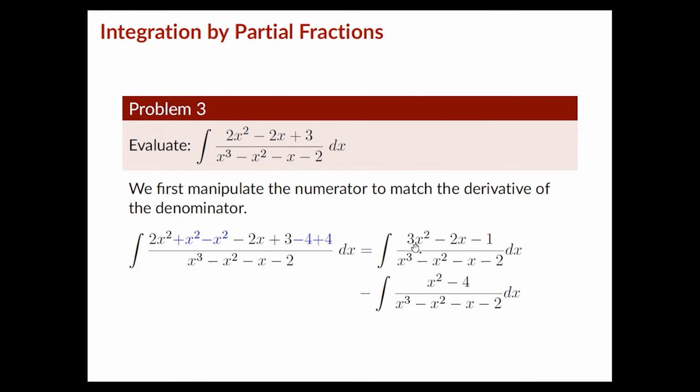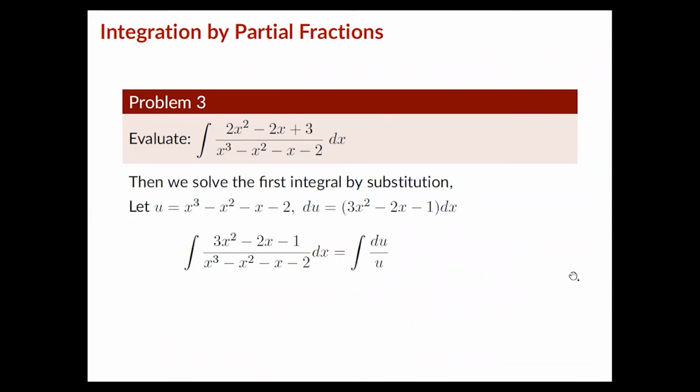On the first integral, we have the integral of 3x squared minus 2x minus 1 over x cubed minus x squared minus x minus 2 dx, minus the integral of x squared minus 4. Ito ay nanggaling dito sa negative x squared at sa positive 4. Nagdag natin dito sa numerator na ito over x cubed minus x squared minus x minus 2 dx.